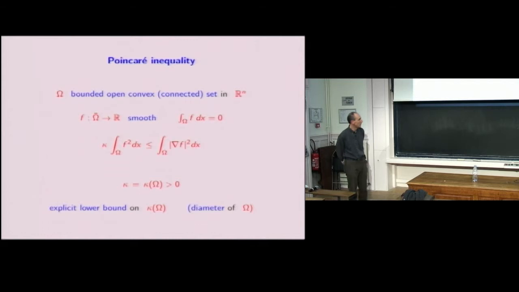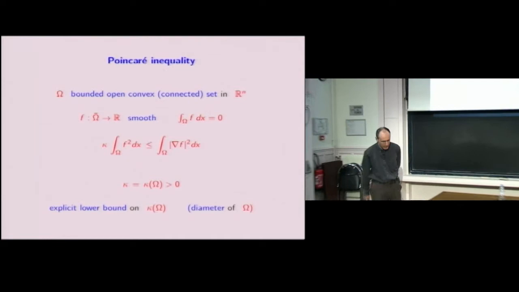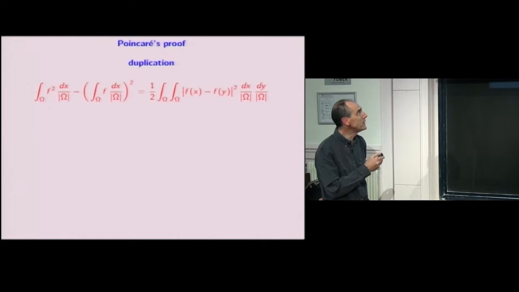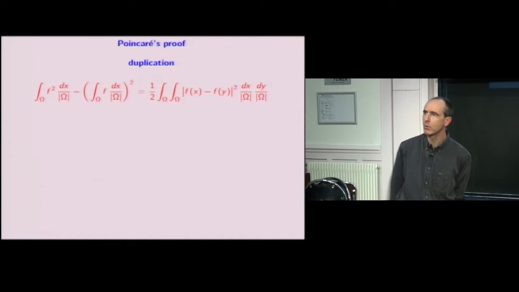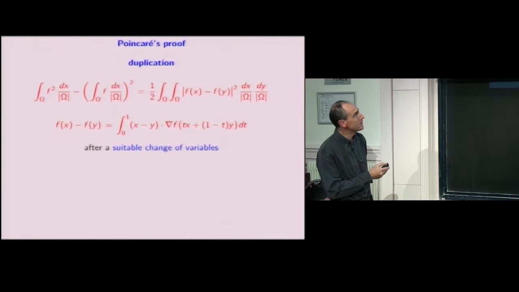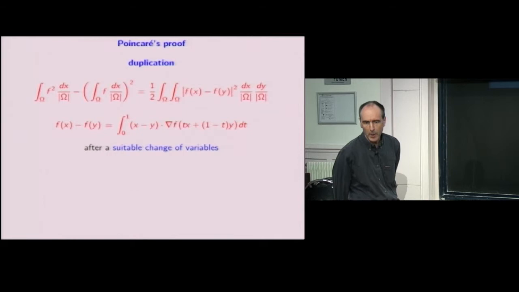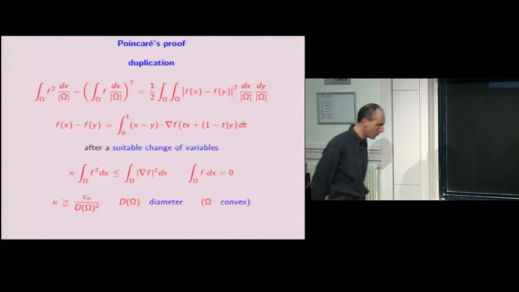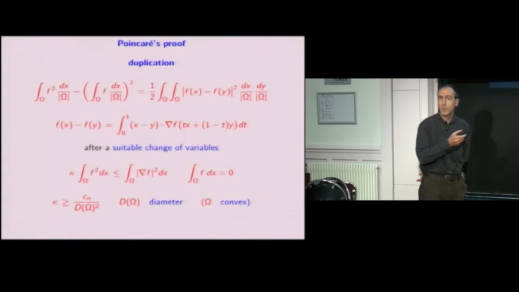And here is a sketch of the proof of Poincaré of this inequality. The first step of the proof is a kind of clever duplication argument, which is taking into account the mean zero condition in this way. This duplication trick is actually taught nowadays in all classical courses in analysis and probability theory. And then, together with a first order Taylor expansion of f(x) minus f(y), and a suitable change of variable, he was able to show this inequality comparing the L2 norm of f with the L2 norm of the gradient, with a constant kappa that depends on the diameter squared of the domain.